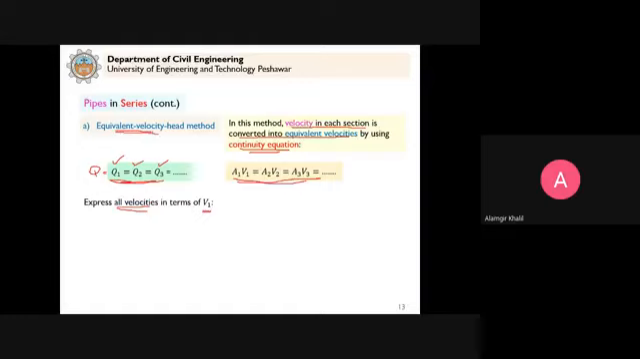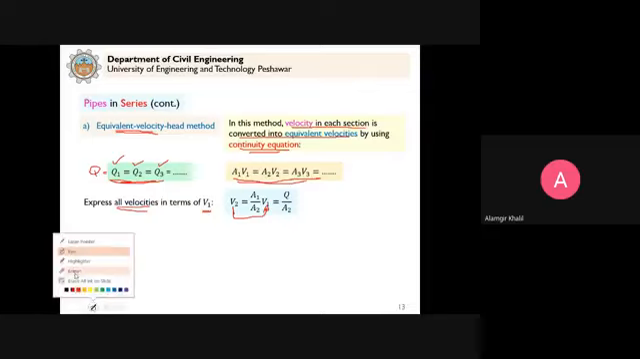This is how the concept comes, equivalent velocity, that essentially we are expressing other velocities in terms of V1 using the continuity equation. You can see here, this V2 is now expressed in terms of V1 using the continuity equation. When you compare these two here in this equation, when I compare these two here, this is what we get, V2 in terms of V1, clear? Because we say that express all the velocities in terms of V1.